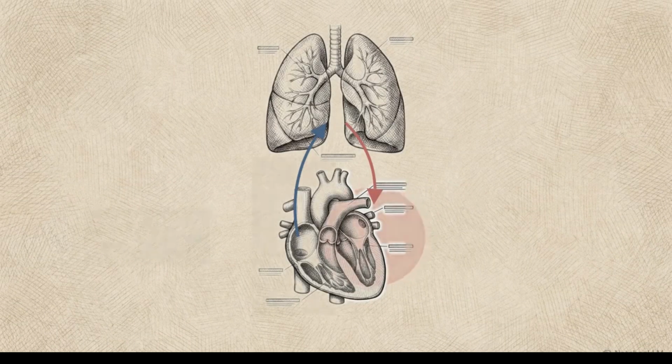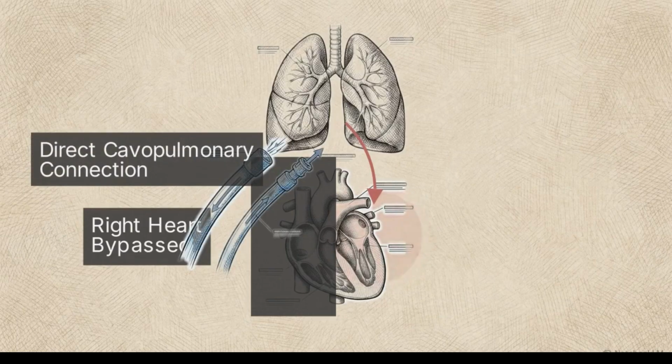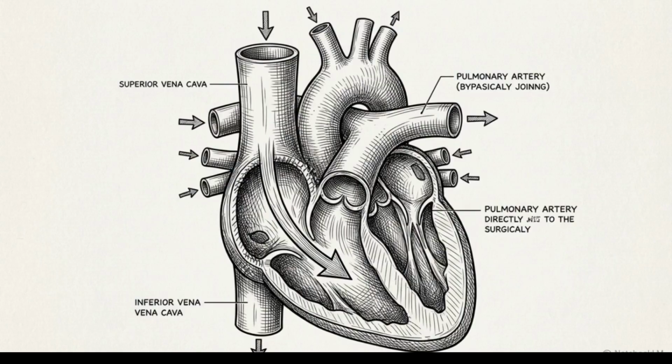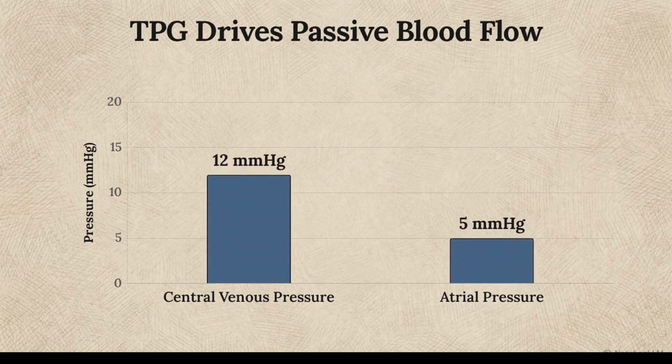In this configuration, systemic venous return entirely bypasses the right heart. The superior and inferior vena cava are connected directly to the pulmonary artery. Because of this total cavo-pulmonary connection, pulmonary blood flow is 100% passive. There is no right ventricle to push blood through the lungs. The sole mechanism driving this passive flow is the transpulmonary gradient. The transpulmonary gradient is the precise pressure difference between the central venous pressure and the atrial pressure.